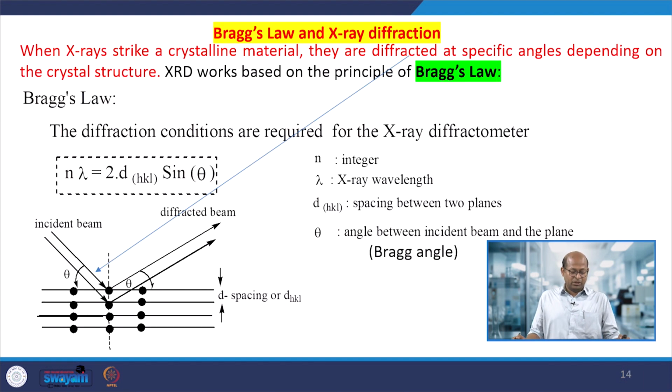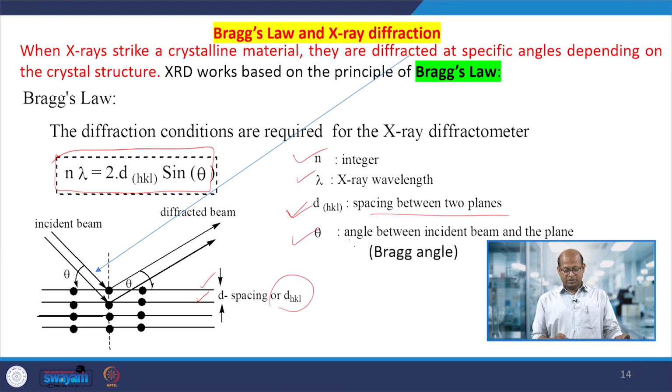So that will show. Okay. The X-ray diffractometer actually works based on the principle of Bragg's law. Bragg's law is n lambda equals 2d sin theta. Here n is an integer, lambda is the X-ray wavelength, and d is the spacing between two different planes, plane 1 and plane 2. The distance in between is called the spacing. Theta is the Bragg's angle, which we can get from the X-ray diffractometer.